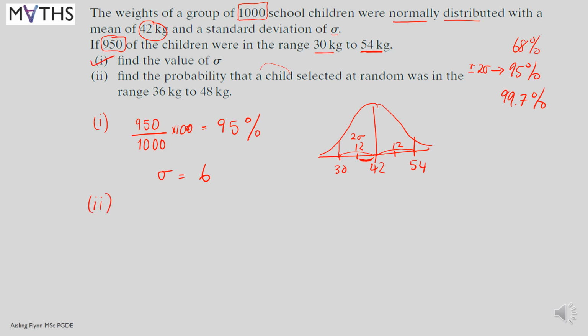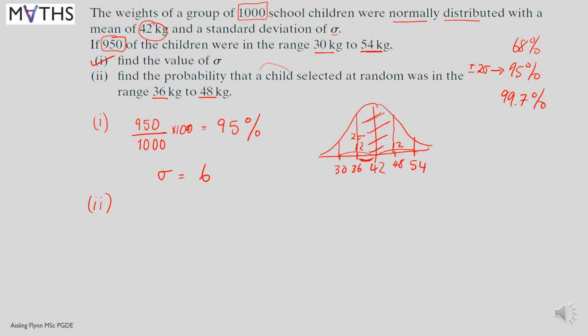Okay, number 2, find the probability that a child selected at random was in the range 36 to 48. So where is 36 and 48 in the scheme of things? Using our sigma, now we know it's 6. Well, if we do 42 minus 6, we get to 36, and 42 plus 6, we get to 48. So the question is asking, what's the chances of choosing a child in this region?